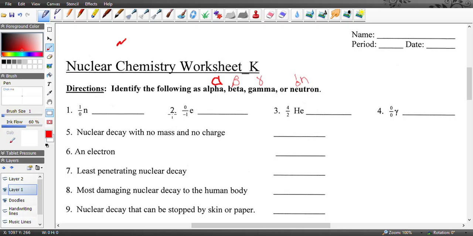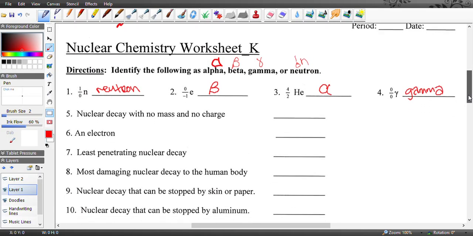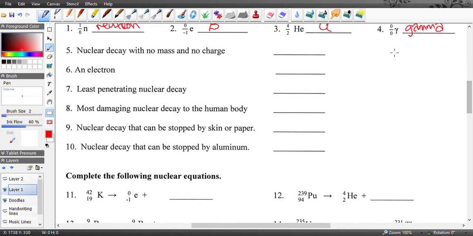Or just the N by itself. Let's see. So this would be a neutron. This would be beta decay, right? This would be alpha. The 4 2 helium, remember it's just the nucleus. And then this right here is going to be our gamma. Alright. So those are the common symbols associated with these.